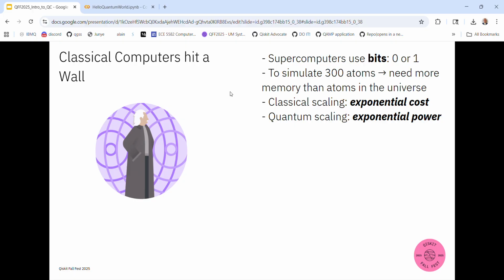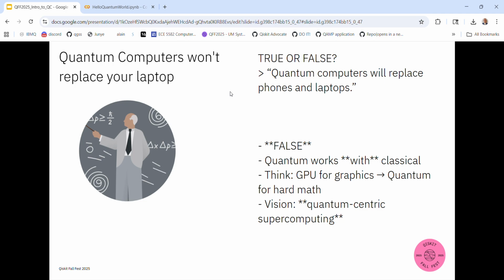Now, we can extrapolate from smaller simulations and things like that, but we run into, pretty quickly, whenever we look around the world around us, a set of problems that are impossible for us to truly compute. So with classical scaling, we have exponential cost, but with quantum scaling, we're hoping for exponential power. However, a quantum computer is not going to replace your laptop.